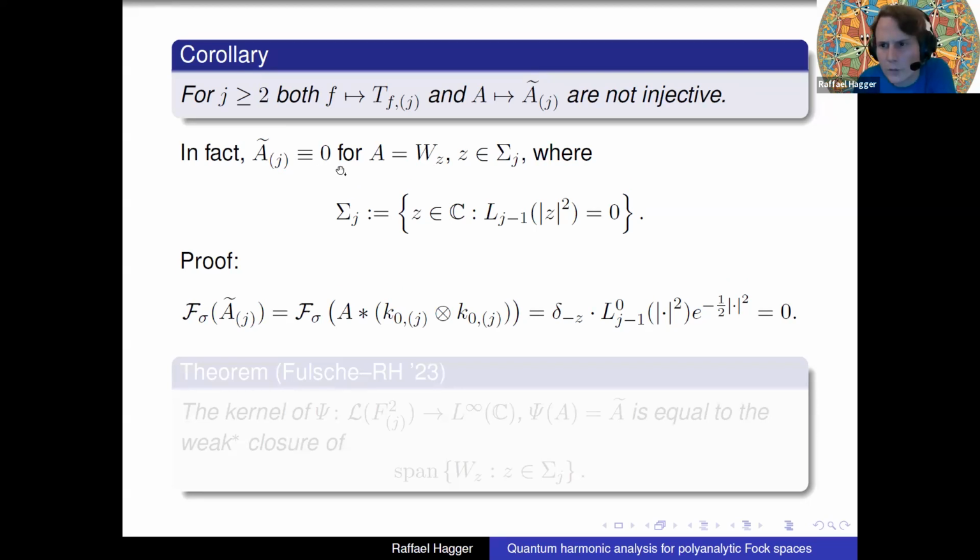Of course, you could also compute this explicitly, right? You could just take your Weyl operator, compute the Bayesian transform, and you get zero. That works too, but it's a little bit quicker if you use the Fourier transform.